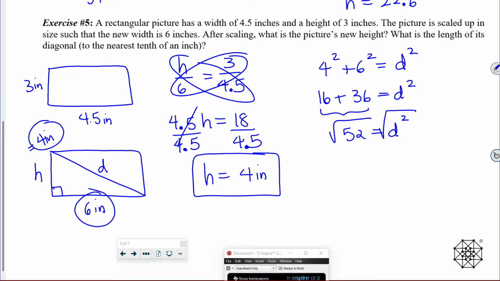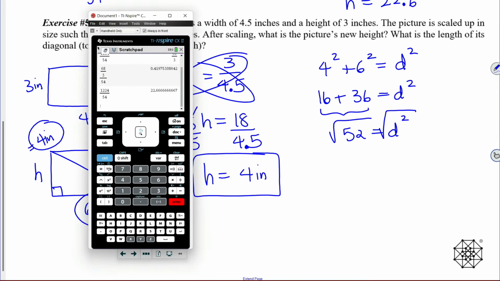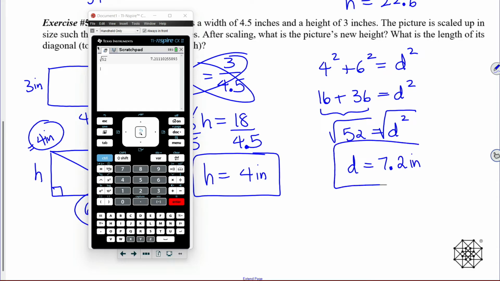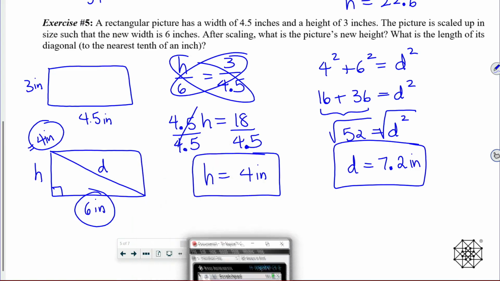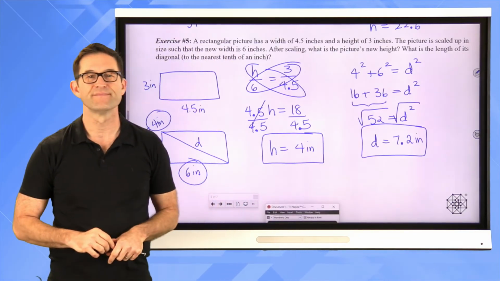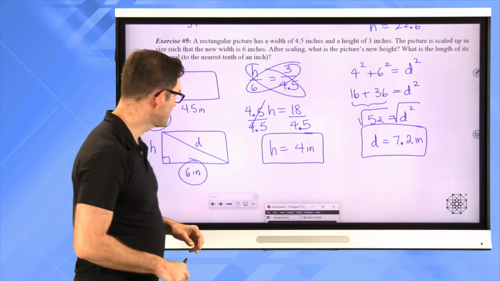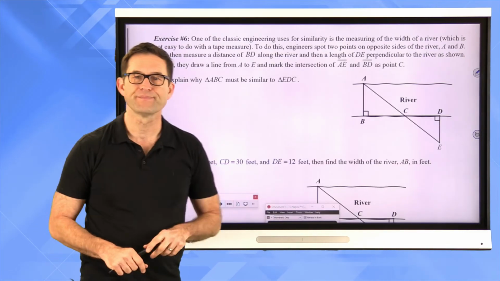And here's where I definitely need my calculator, because I don't know what the square root is of, oh no, that didn't work. Let's do this. I want to just clear some stuff out. Square root of 52. And my new diagonal length to the nearest tenth is 7.2 inches. All right, there we are. Cool. All right, let's take a look at one last problem.